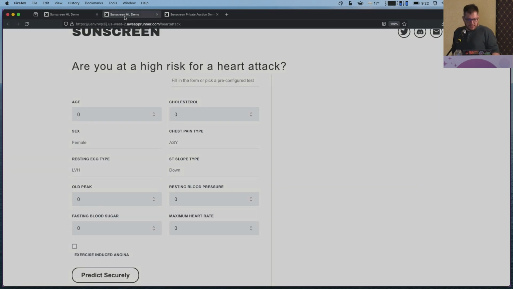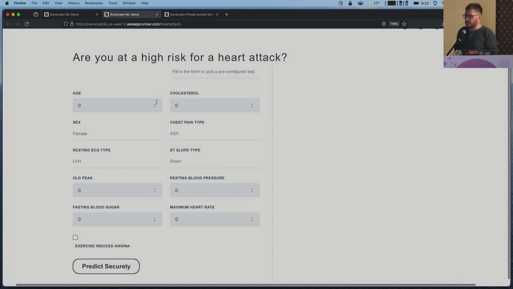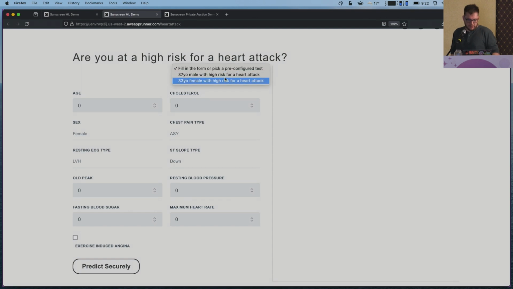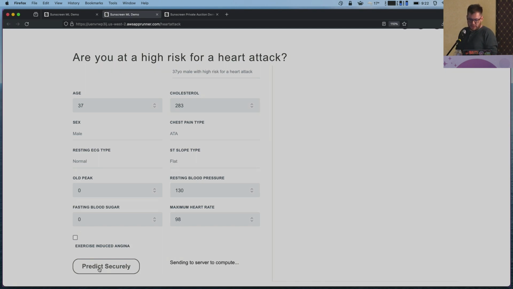Then as another example, this is a different case where we're trying to detect whether or not you have a high risk of a heart attack. In this case, we're not using a neural network, but logistic regression. If we fill out the form with the information that would predict a high case of heart attack, we can send that to the server, and you can see here that it says you have a high risk of a heart attack.